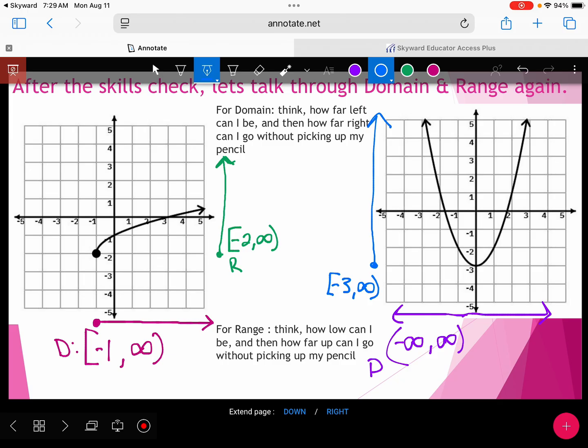Okay? So just talking through that one more time, because that was a place we got a little stuck on the skills check. And it will come up on the quiz, and it will come up for the rest of the year. Like, we use domain and range a bunch.